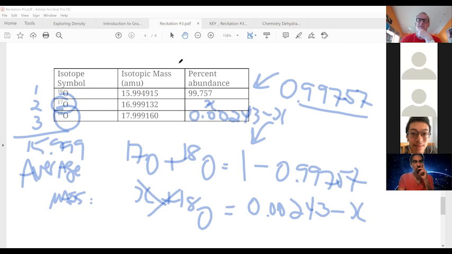I don't know, if you really like doing these sort of puzzle questions, you're going to like this. If you don't like doing algebra, you're not going to like chemistry very much, because there's a ton of algebra in it.